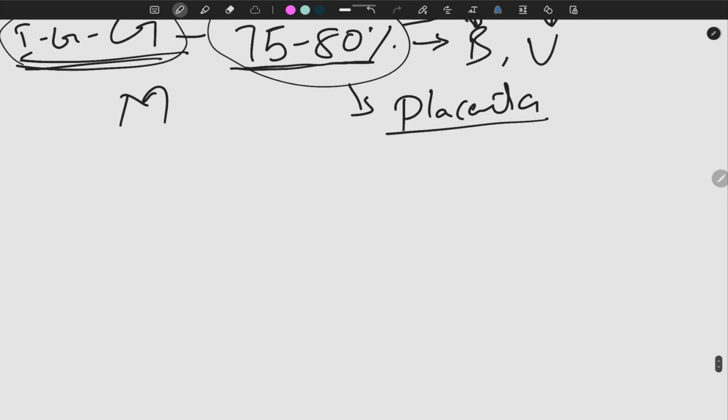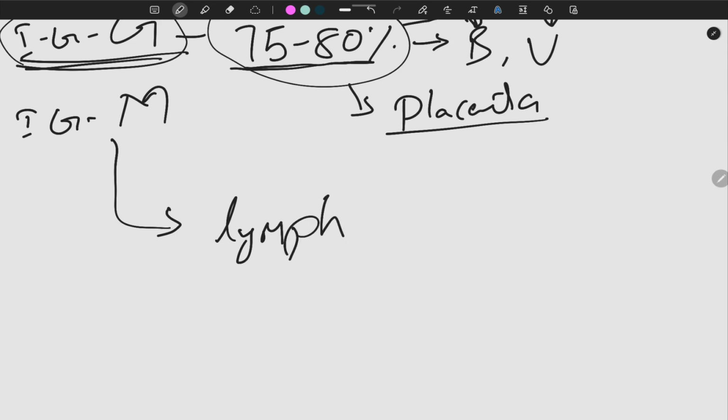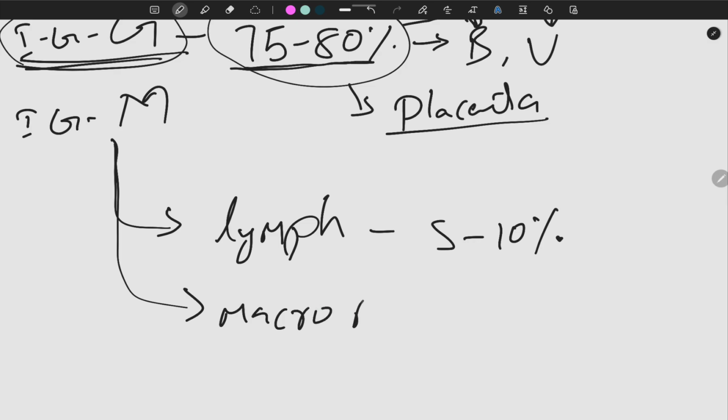Finally we have IgM. IgM is found in the lymph, in lymph circulation. It is present at about 5 to 10%. This antibody can be present all over the body, and it has a big structure. IgM is known as a macro antibody. Why? Because it is large in size.